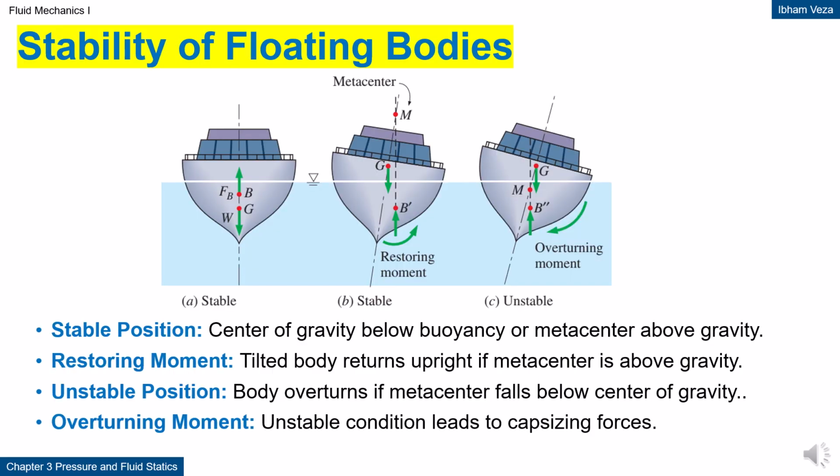Stability of floating bodies. The stability of floating bodies is strongly influenced by the position of the metacenter relative to the center of gravity. If the metacenter is above the center of gravity, the body will return to its original position after being tilted. If the metacenter is below the center of gravity, the body becomes unstable and tends to overturn. Ships are often designed to be bottom-heavy to lower the center of gravity. This concept is central to ship stability analysis.